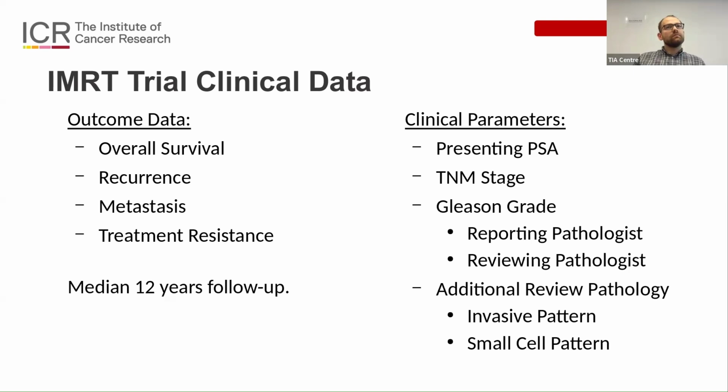And we have a few clinical parameters. So of course, PSA is very important. This is the way that recurrence is first detected. But we also have TNM staging. This is at diagnosis. So they may develop a metastasis later on, but this is the TNM stage at diagnosis.